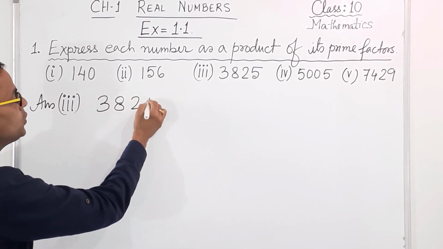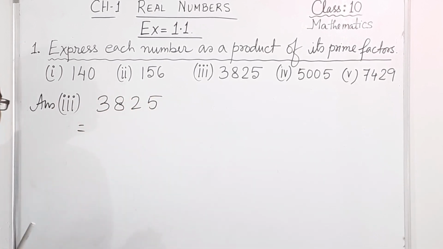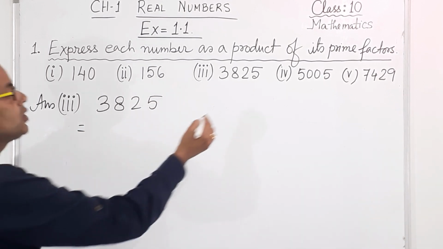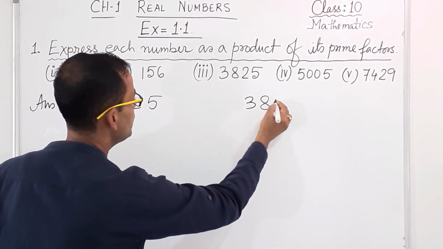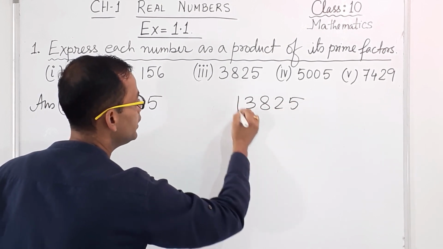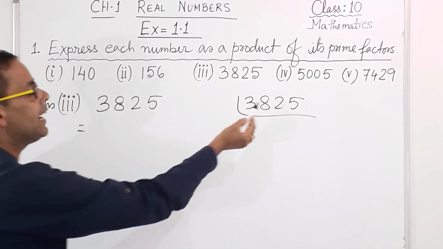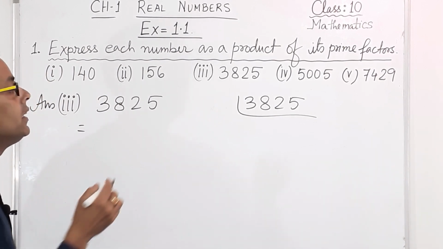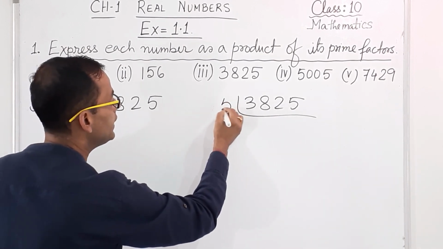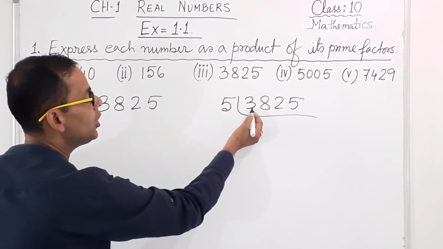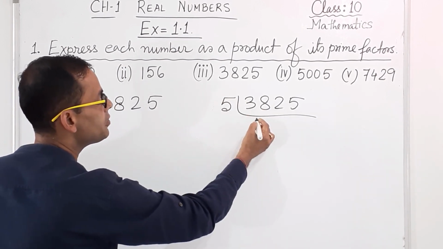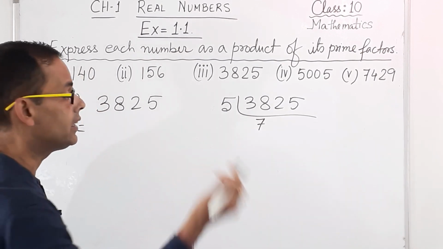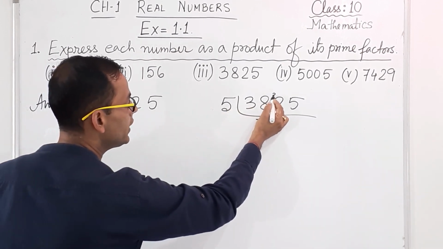3a to 5. So we have to break it into the product of its prime factors. You can see here it is ending with 5. If it is ending with 5, it is better to start writing here 5. Okay. Will not go with 3. Then 38, 5 7s are 35, 36, 37, 38. 3 is extra. 3 comes here.